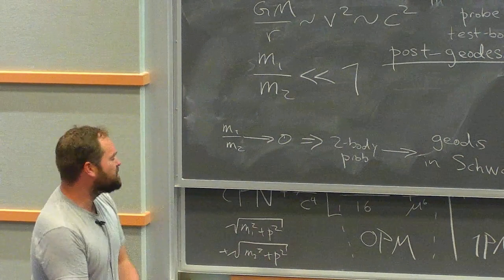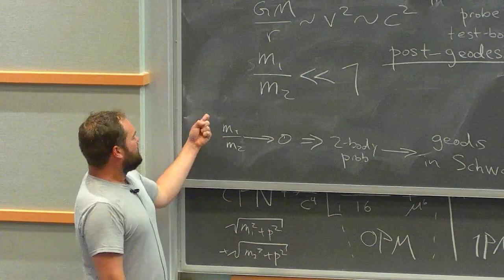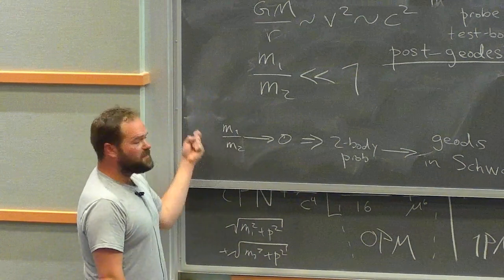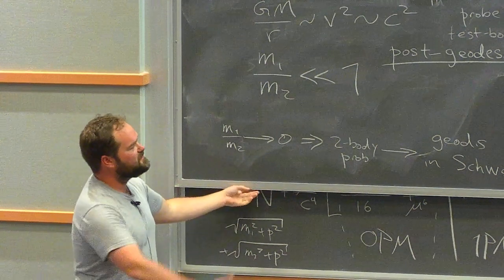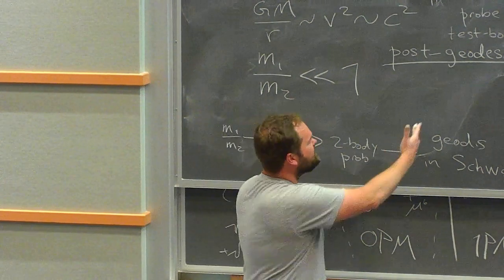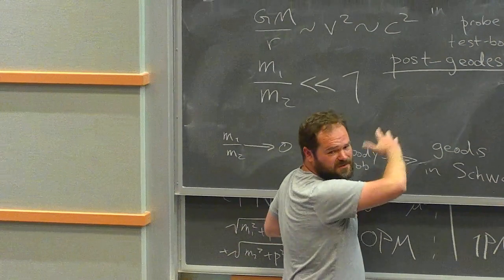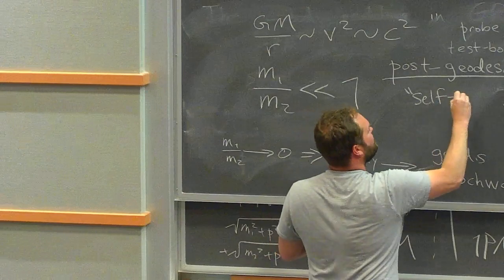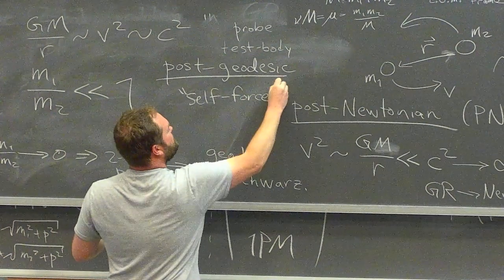Okay, but now can you perturb away from that? Get the corrections to geodesic motion in this small parameter, which is the mass ratio. So this is yet another perturbation scheme. It could go by these names, which nobody uses. Everyone calls it the strange name of self-force.